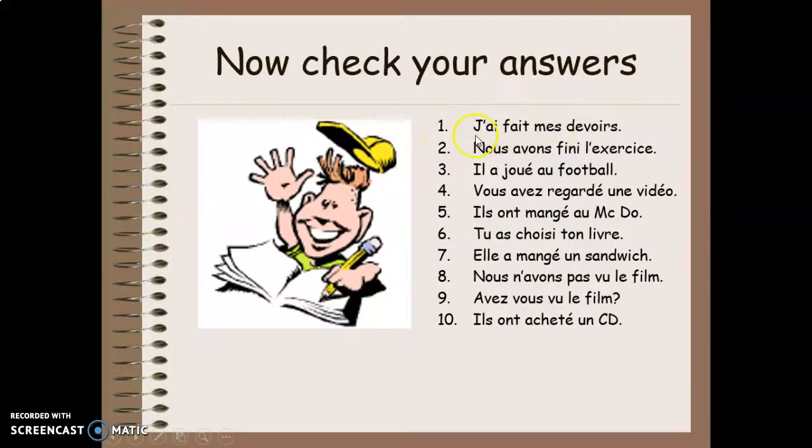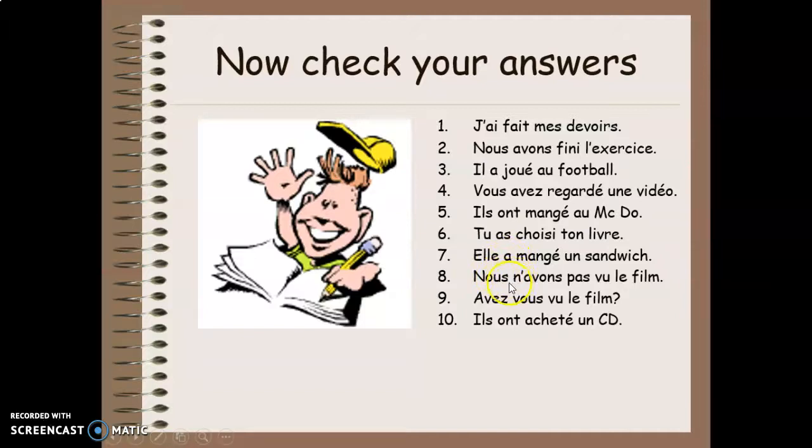J'ai fait, so that's j'ai fait. Nous avons fini, we have finished. Il a joué, he played. Vous avez regardé, with the accent on the E. Ils ont mangé au McDo, they had a McDonald's. Tu as choisi, A-S, ton livre. Elle a été, he, she has been.